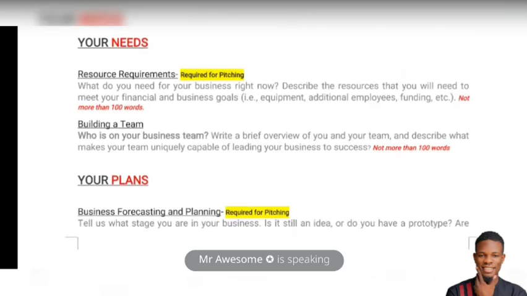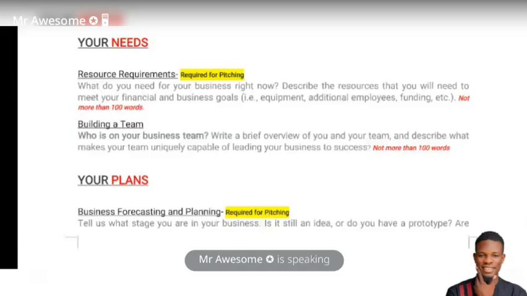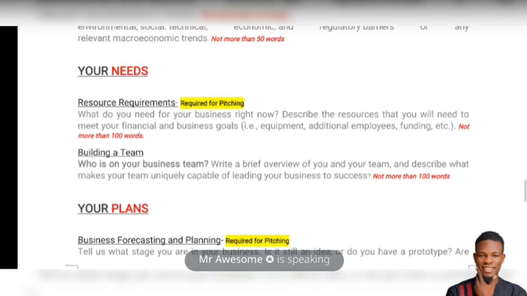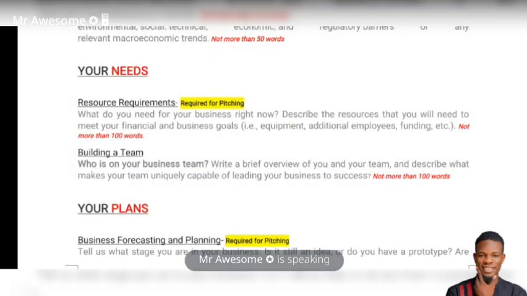Now, building a team. This is where competence comes in. Who is on your business team? Write a brief overview of you and your team, and describe what makes your team uniquely capable of leading your business to success. Nobody wants to fund a business that is run by amateurs. Nobody wants to fund a business that is run by a novice. Nobody wants to fund a business that is run by people who do not know what they are doing.